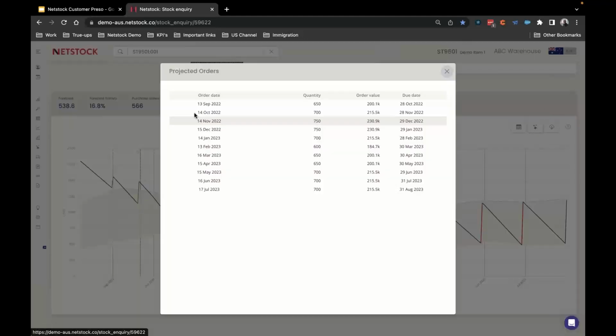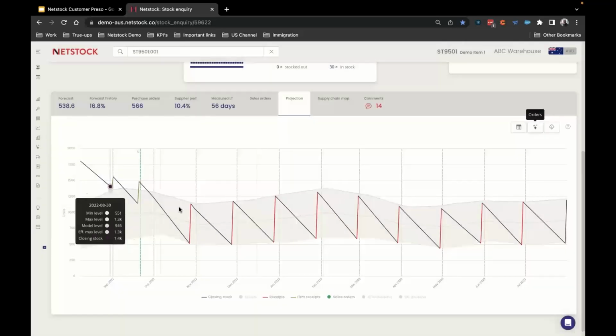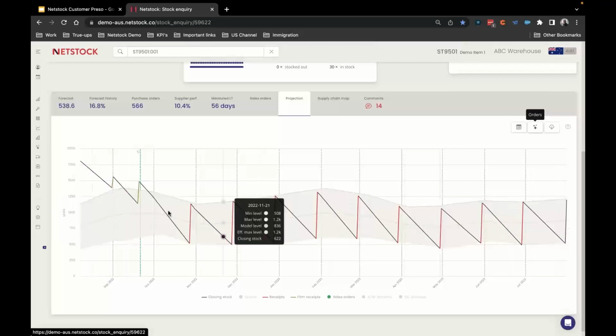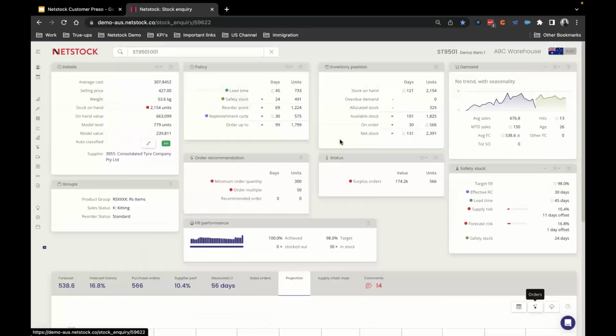So we have a forward order plan for the next 12 months: when we're going to order, how much we're going to order, and when we expect it to arrive. And if anything goes wrong with that, obviously we will flag you as we go along. This is really the power of Sage Inventory Advisor on Netstock, being able to plan 12 months ahead and be proactive in your planning rather than reactive, like we are in our reports and our spreadsheets.